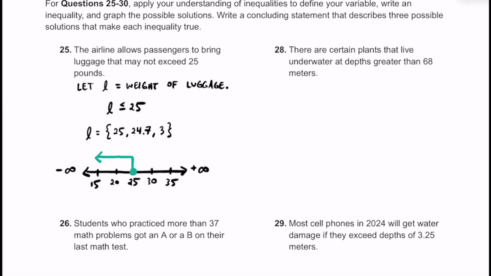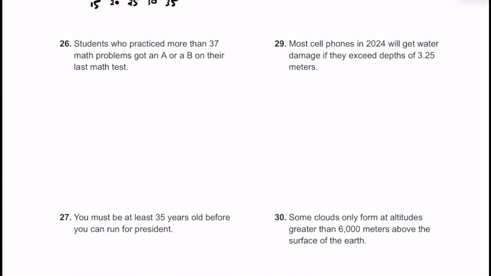All right. For 26, students who practiced more than 37 math problems got an A or B on their last math test. So let's see, students who practiced more than 37 math problems. So let's use maybe the variable, let M represent the number of math problems that they did, number of problems. All right, so if they did more than 37 problems, they seem to have done better on the test if they did some more practice. So the number of problems they did is going to be M. And so they said if they did more than 37, so we can say the inequality would be M is greater than 37, right? So if they did more than 37 problems, then they got an A or a B.